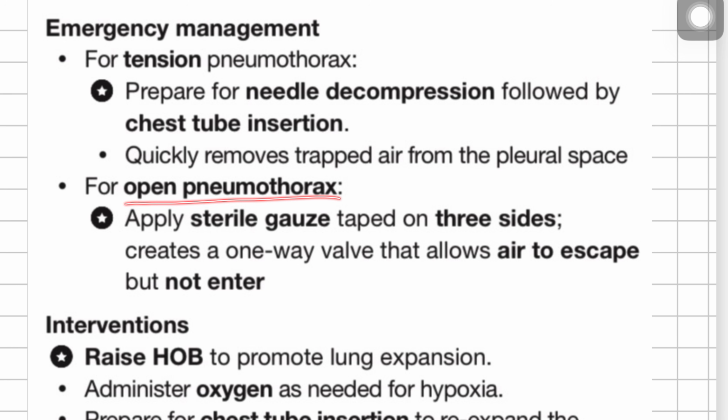And for open pneumothorax naman, guys, yung sabi ko kanina, to apply a sterile gauze, okay, that is taped on 3 sides. This create a one-way valve that allows air to escape but not enter. When we inhale, di ba, magto-close yun, so walang makaka-enter na air. But when we exhale, okay, doon lalabas sa untaped side yung air para hindi siya mabuo doon, causing tension pneumothorax.